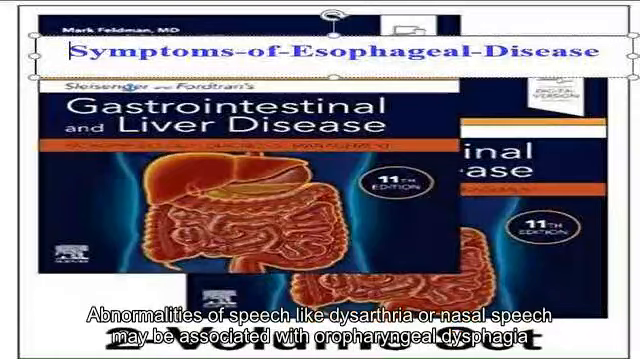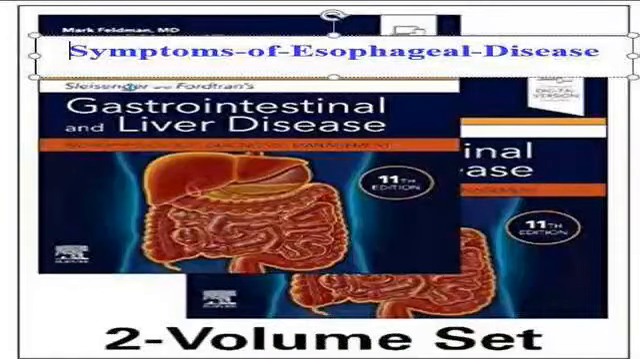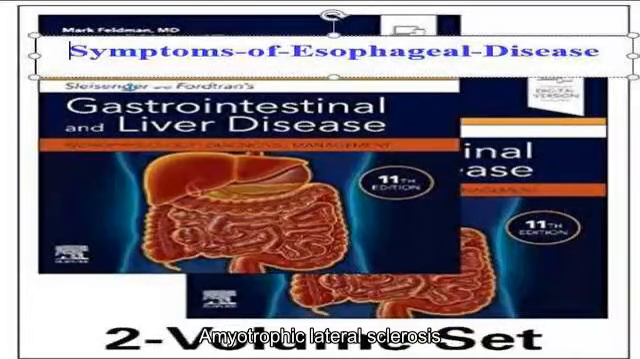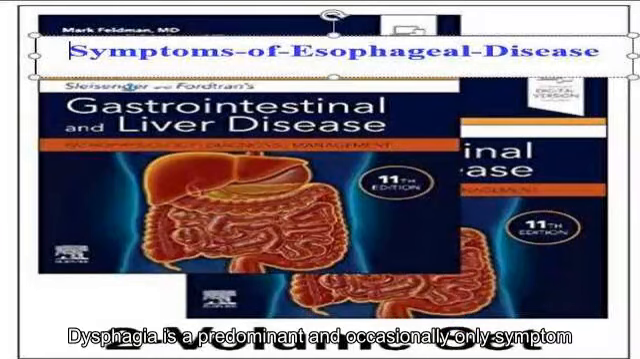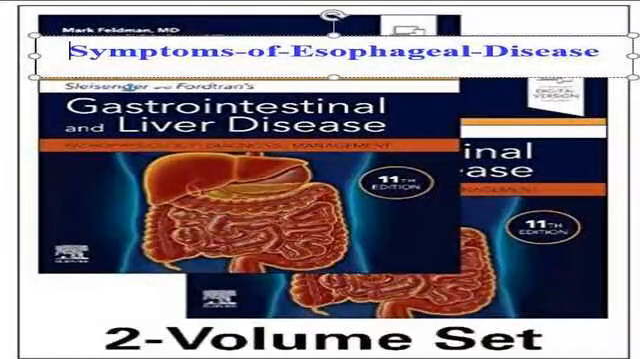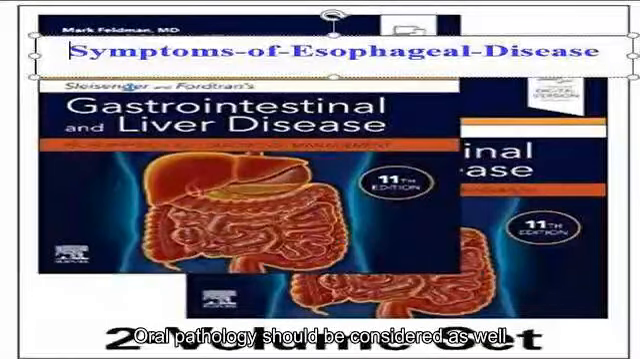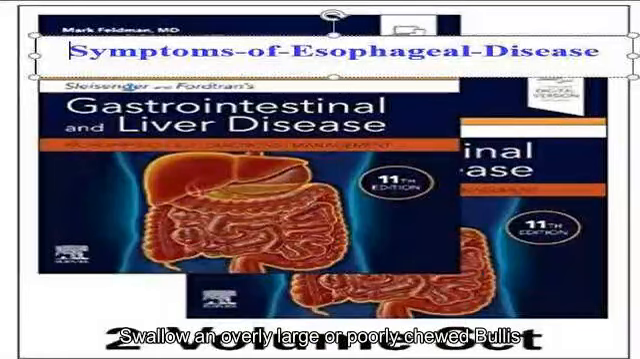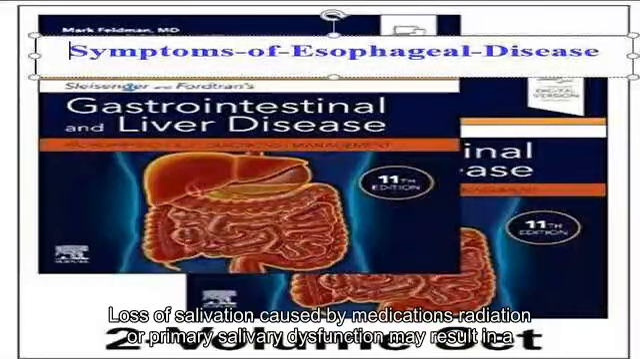Abnormalities of speech like dysarthria or nasal speech may be associated with oropharyngeal dysphagia. Systemic neurologic and neuromuscular conditions such as Parkinson's disease, amyotrophic lateral sclerosis, and polymyositis can present with dysphagia as a predominant and occasionally only symptom. Oral pathology should be considered as well. Poor teeth or poorly fitting dentures may disrupt mastication and result in an attempt to swallow an overly large or poorly chewed bolus. Loss of salivation caused by medications, radiation, or primary salivary dysfunction may result in a bolus that is difficult to swallow.